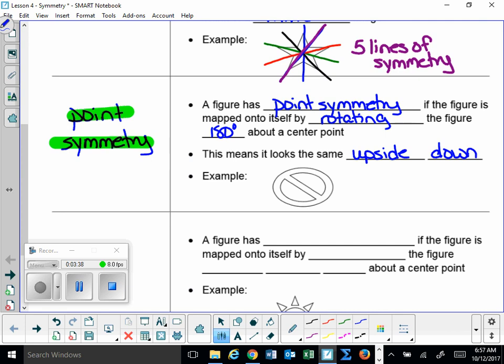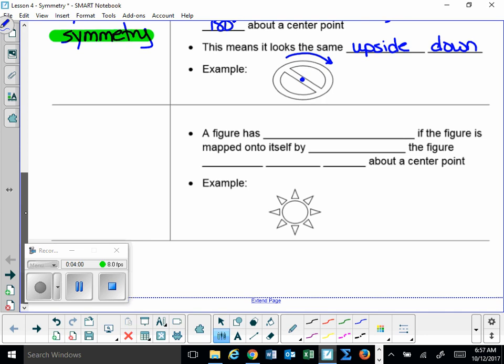And if I look at what we generally consider the not symbol, right, like no smoking, no cell phones, whatever, if I put my center point there and I rotate this 180 degrees, does it look exactly the same? And the answer is yes, so this particular shape has point symmetry.